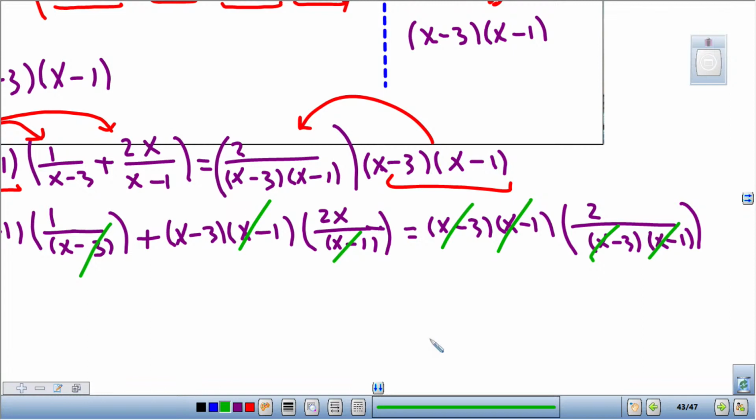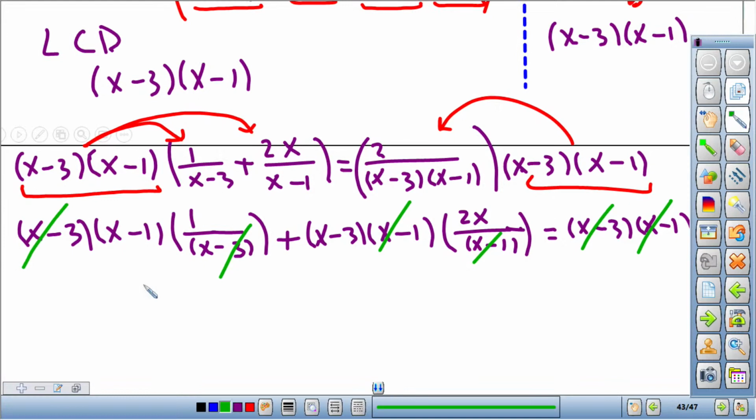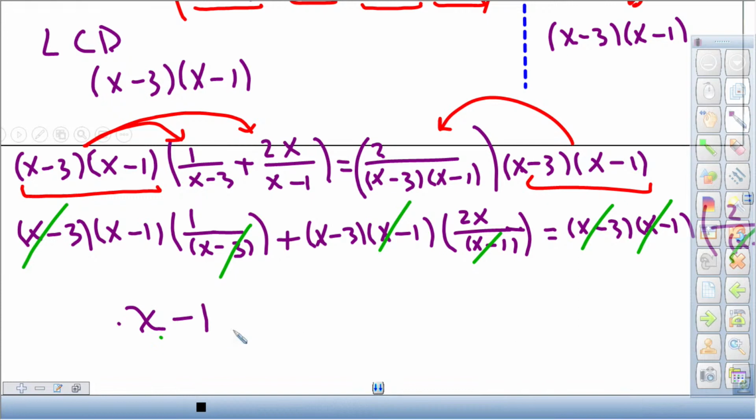What's left on this side of the equal sign, by the way? Oh, my goodness. This whole thing reduces to 2? Yeah. So what's left in this guy? I have x minus 1 here. Maybe consistent with colors here. x minus 1. Okay, and I need to pay more attention to this one here.